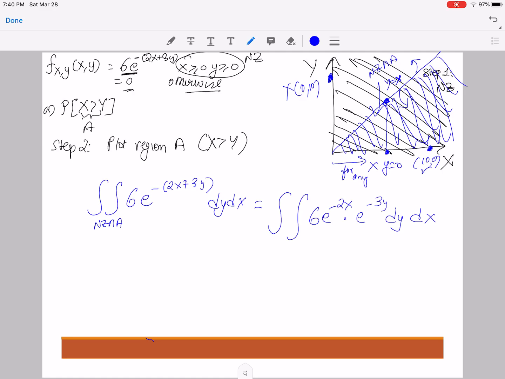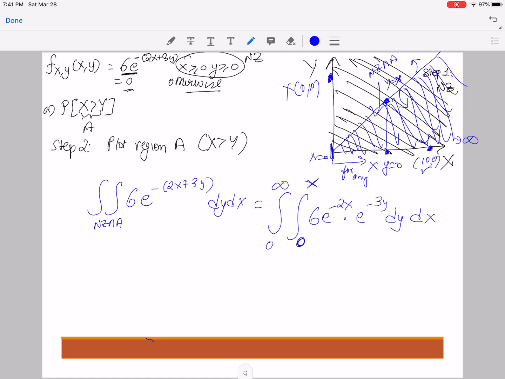So in this region, y is moving from 0 to x. So that's the limit of the inner integral, from 0 to x. Once I integrate y out, x varies from 0 in this region all the way to infinity. So the limits of the outer integration, the limits of integration with respect to x, will be from 0 till infinity. And I need to solve this integral carefully now.